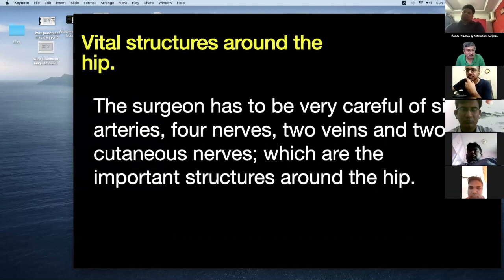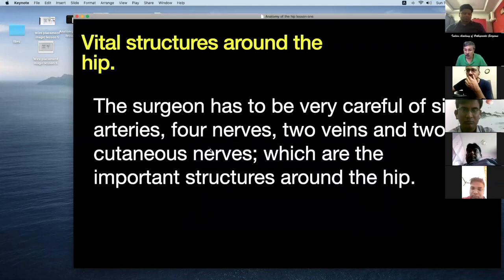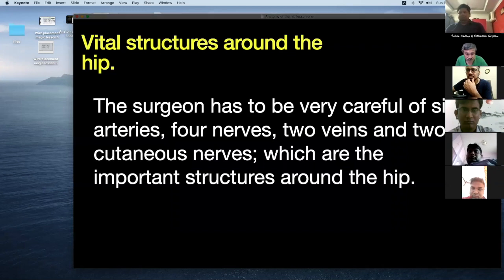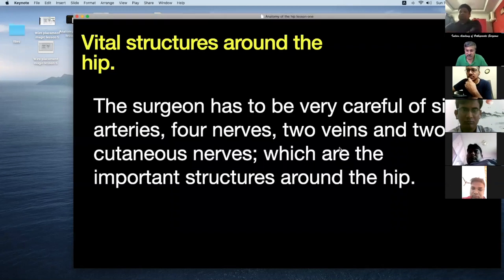Unlike a knee, which is a very superficial joint, and you get into the joint within a few moments of making your incision, the moment you deflect the patella laterally, you are inside the knee. In the hip, you have to wade through the tissue. The hip is a deep hidden joint, properly covered by a lot of musculature, and hence you have to be very careful of 6 arteries, 4 nerves, 2 veins, 2 cutaneous nerves, which are the important structures around the hip joint.